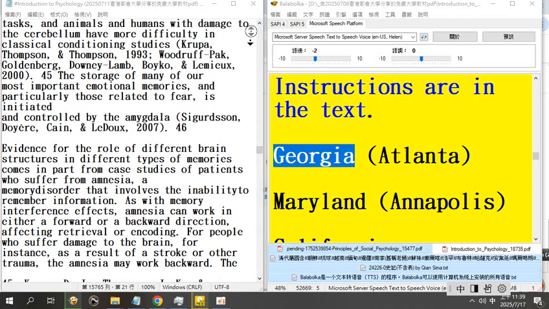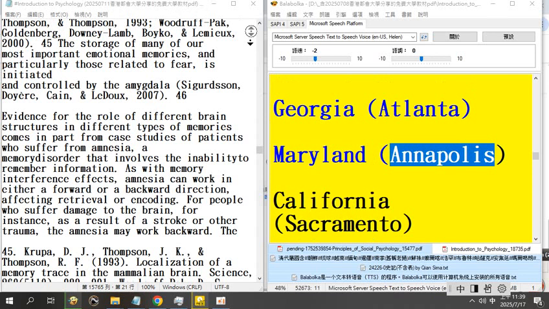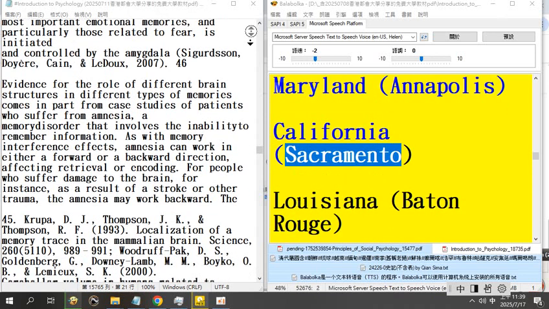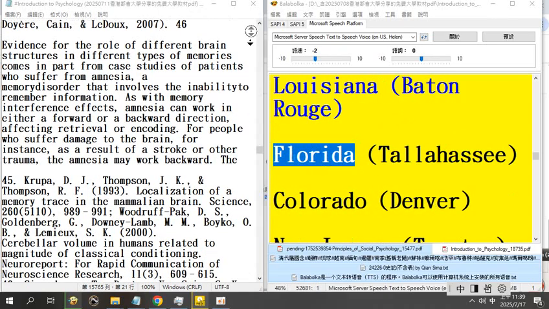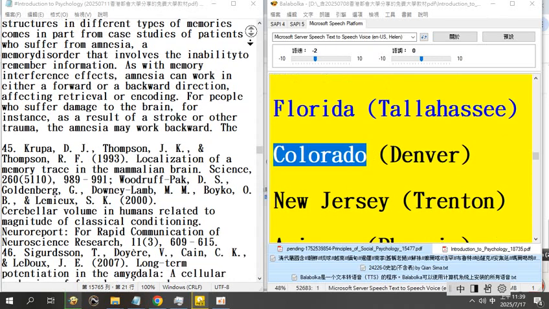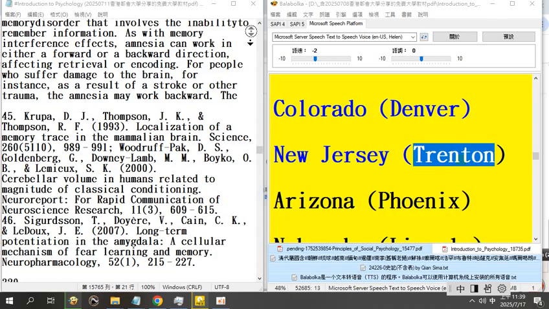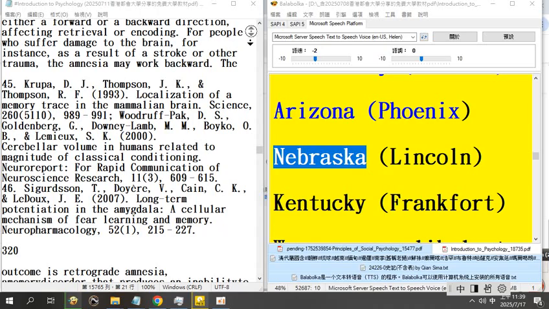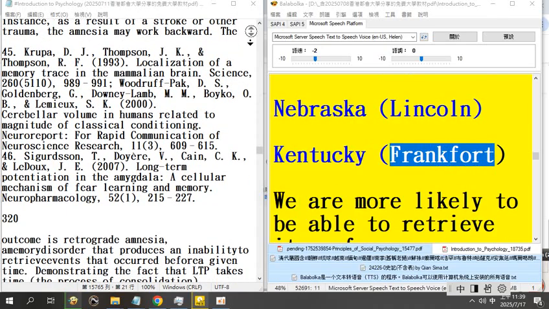Georgia, Atlanta. Maryland, Annapolis. California, Sacramento. Louisiana, Baton Rouge. Florida, Tallahassee. Colorado, Denver. New Jersey, Trenton. Arizona, Phoenix. Nebraska, Lincoln. Kentucky, Frankfurt.